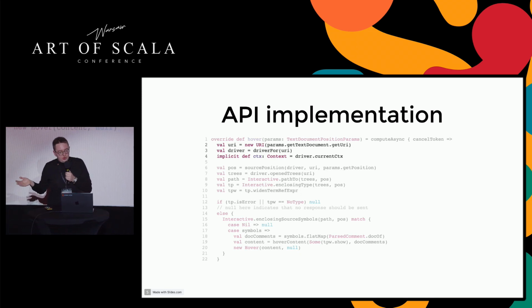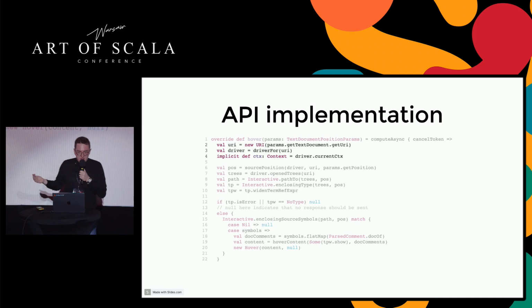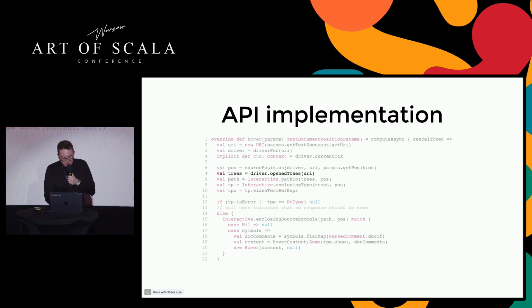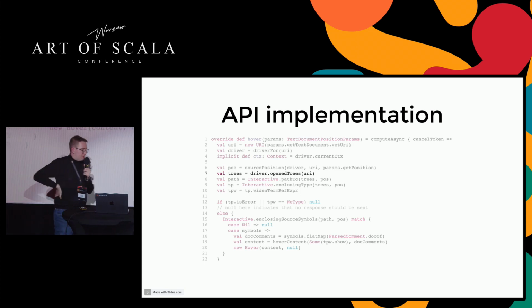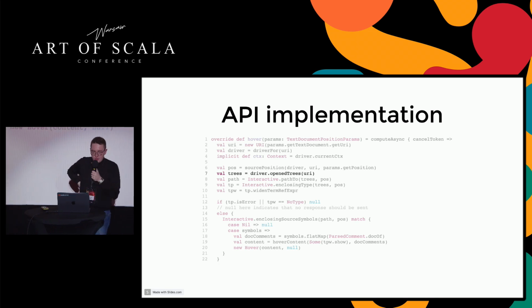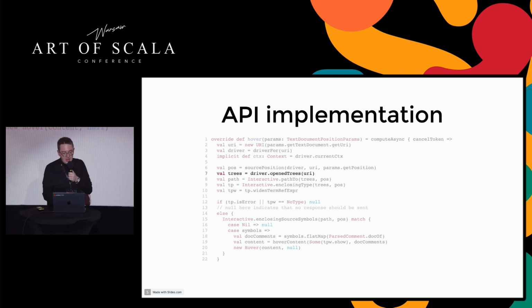And what is a driver? A driver is a wrapper for the compiler. It is something that allows us to compile the code. And this method has a side effect: it compiles the code underneath. So by running driver for, we already have the context, which is shown in the next, fourth line. And then we create a DTO for the position. Then we have to extract the trees. And as I mentioned before, the internal representation of code is an abstract syntax tree. So this is a normal procedure where we just extract your parsed code and type-checked code.